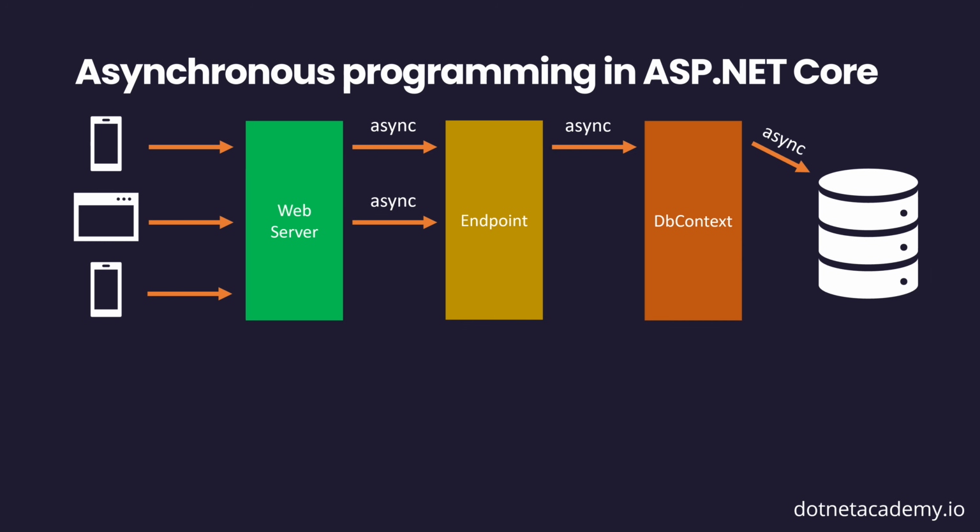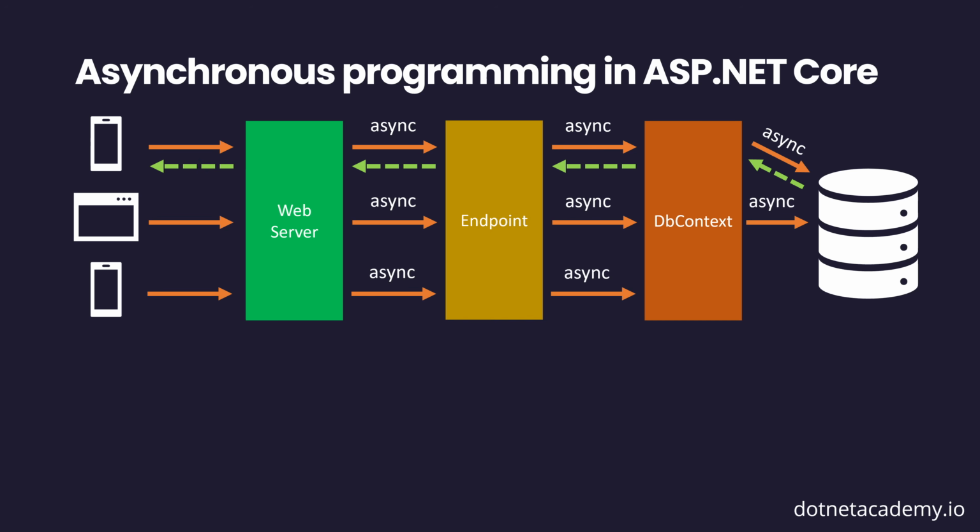When the database eventually returns the requested data, the DB context will resume work and send the data back to the endpoint, which in turn resumes work, transforms entities into DTOs, and sends the data back to the web server, who in turn responds to the original client request. After this, the application continues starting other tasks asynchronously and resumes work whenever necessary.